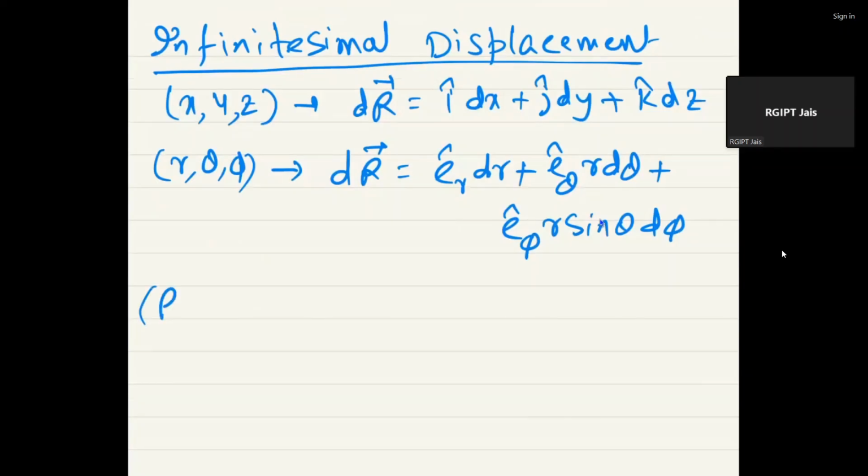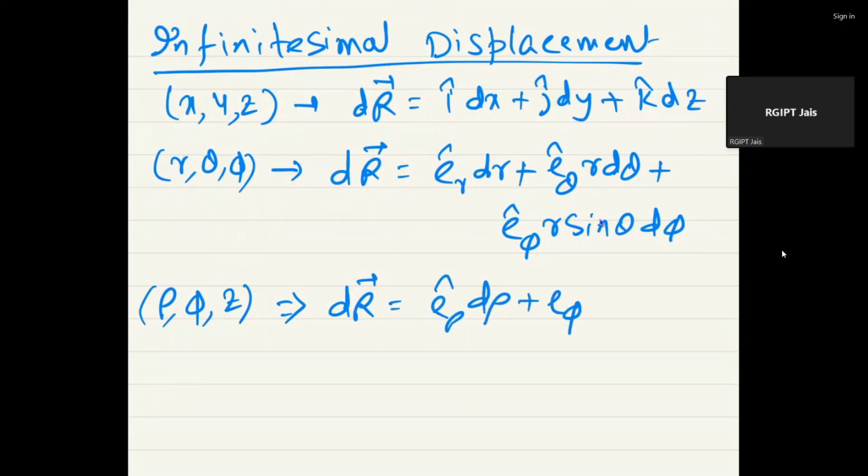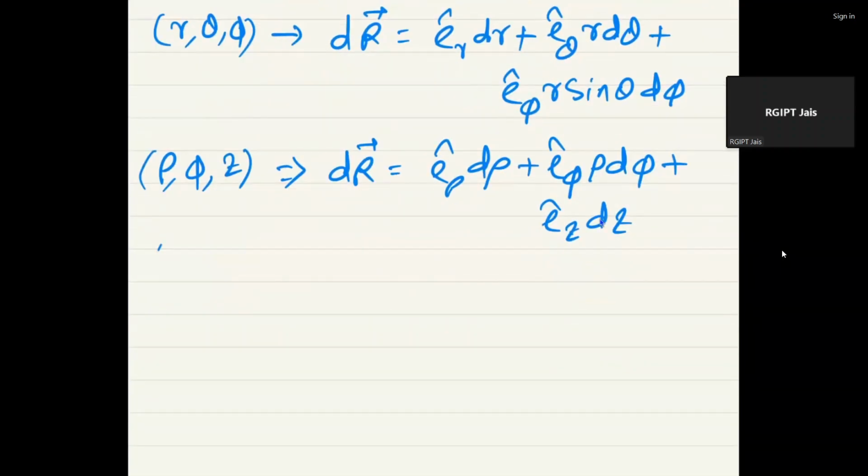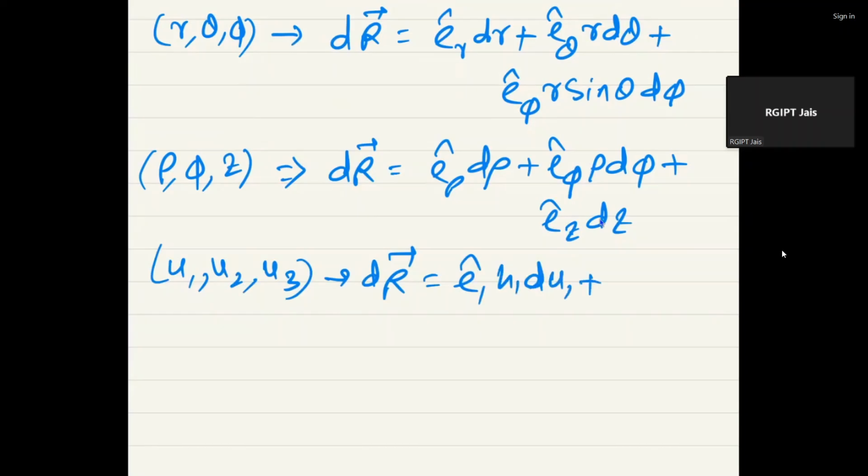In the cylindrical coordinate system, this will be rho, phi, z, and the expression for dr will be E rho cap d rho plus E phi cap rho d phi plus E z cap dz. And in a general system, u1, u2, u3, you can write E1 cap H1 du1 plus E2 cap H2 du2 plus E3 cap H3 du3.